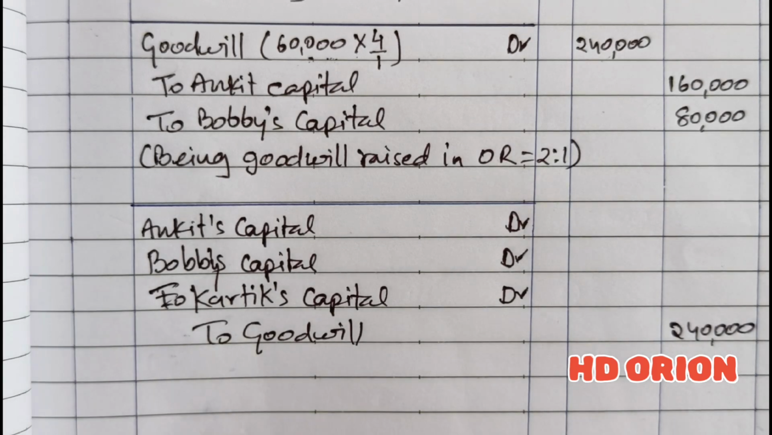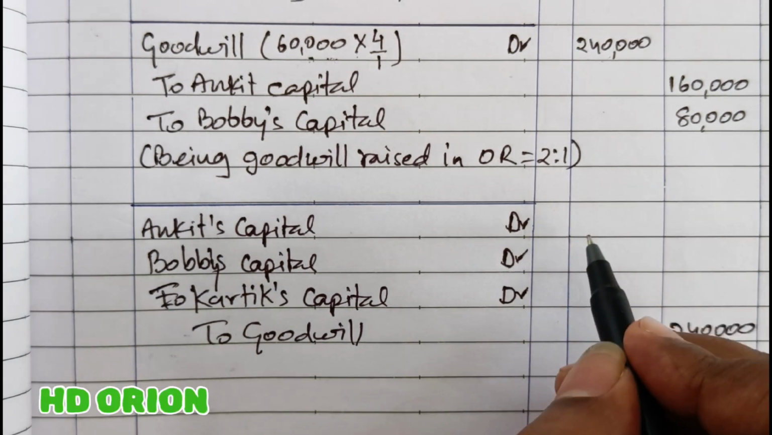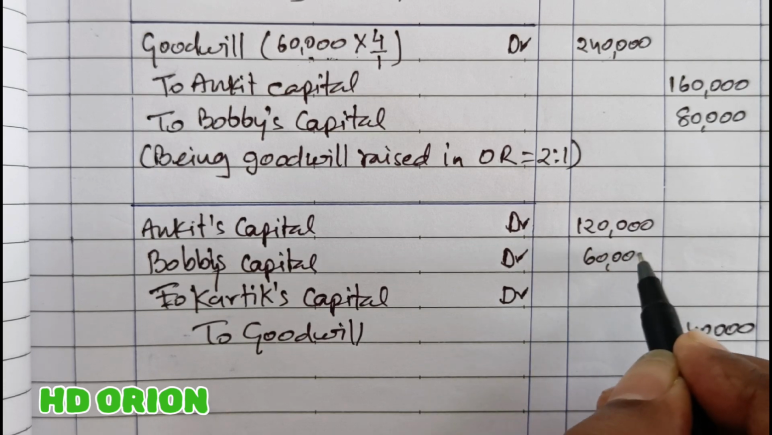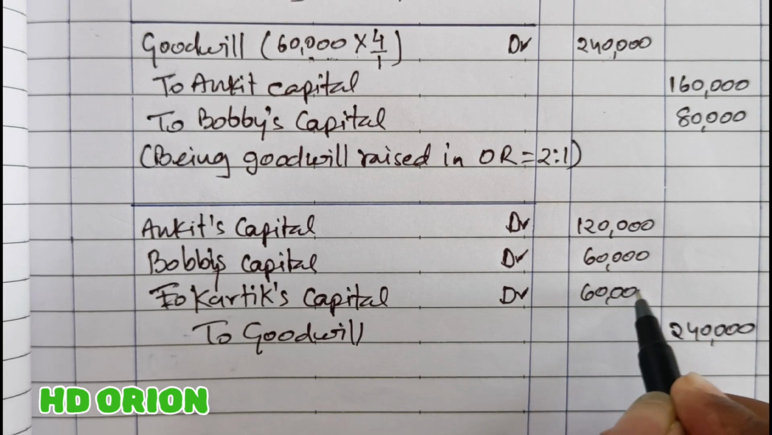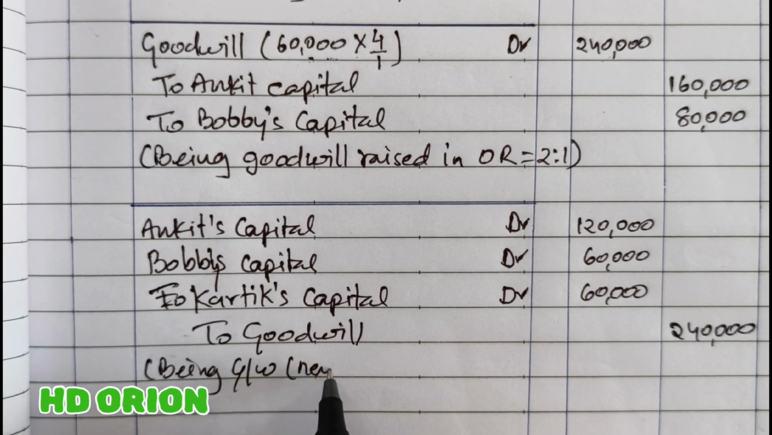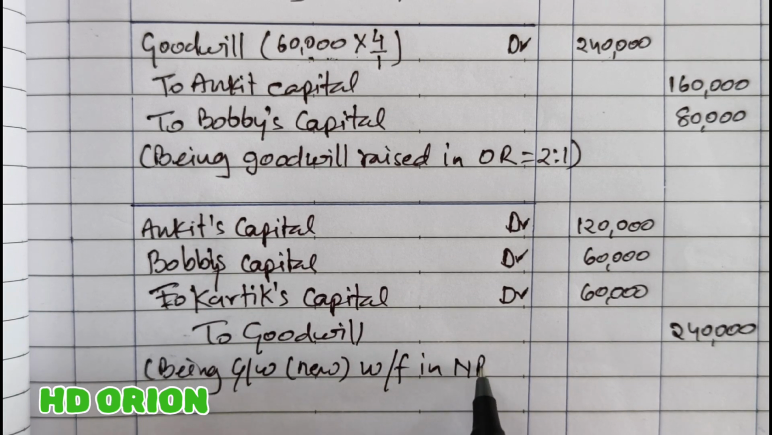Now writing off will take place in new ratio, which is 2:1:1. So it is 1,20,000, then 60,000, and then 60,000 being goodwill written off, which is the new goodwill written off in new ratio, which is 2:1:1.